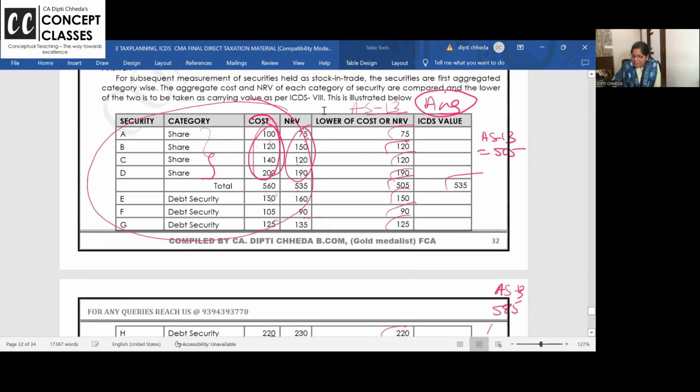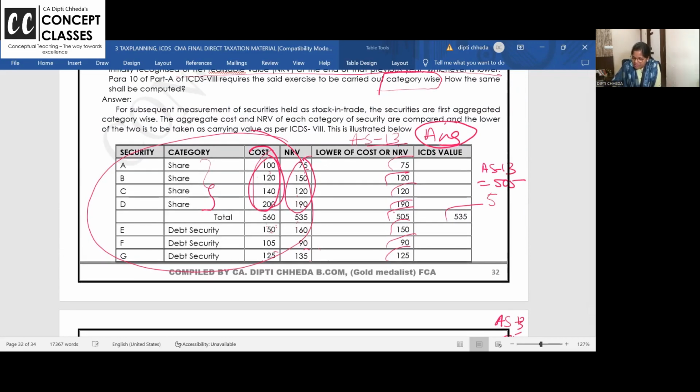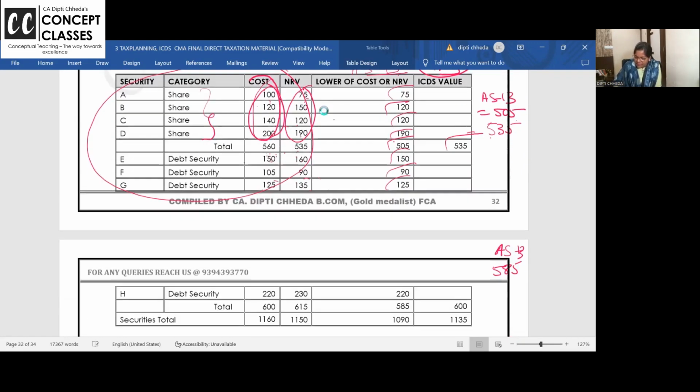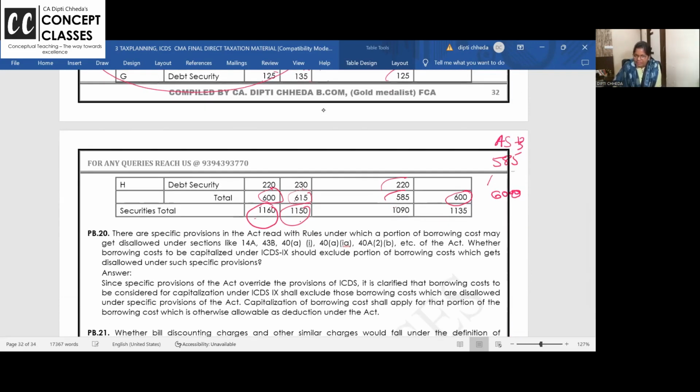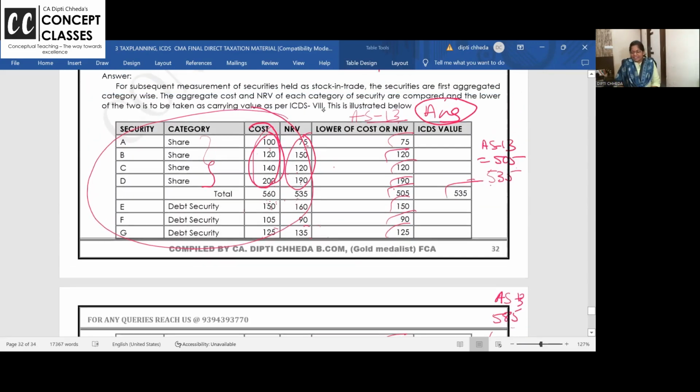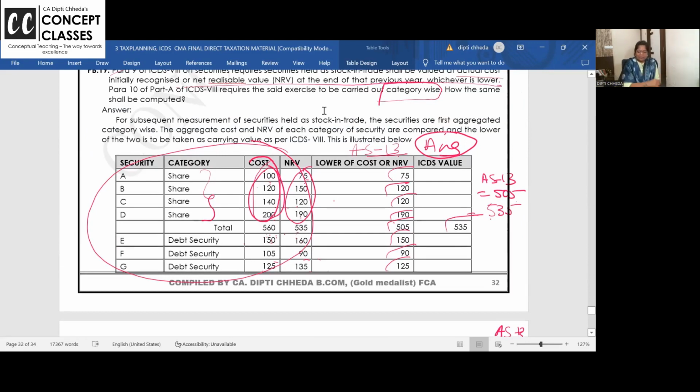But dear students, please observe one thing. No books will say, but just observe. If you take script wise, 505. If you take ICDS wise, category wise, 535. Here also script wise, 585. If you are comparing total, 600. In short, in ICDS, you are always valuing your security at a higher value. Higher the closing stock, higher the GP, higher the NP, and higher the tax you pay. ICDS are all like this. They are trying to take maximum tax from you all. Shall I close this question? Is this clear to all of you?